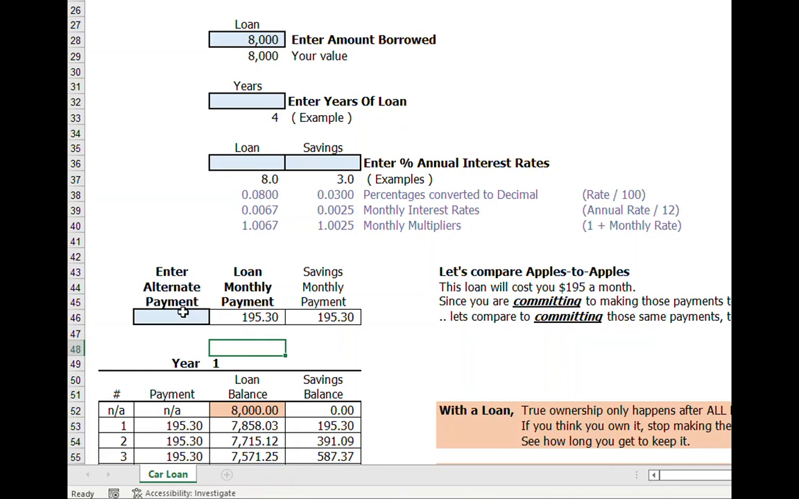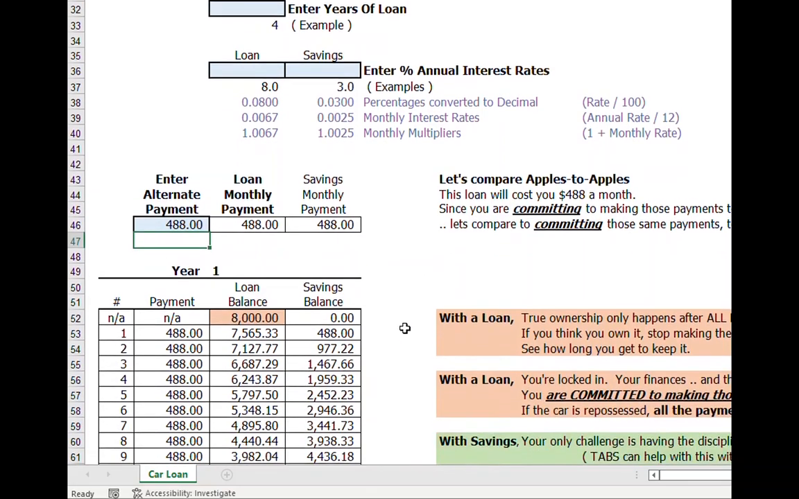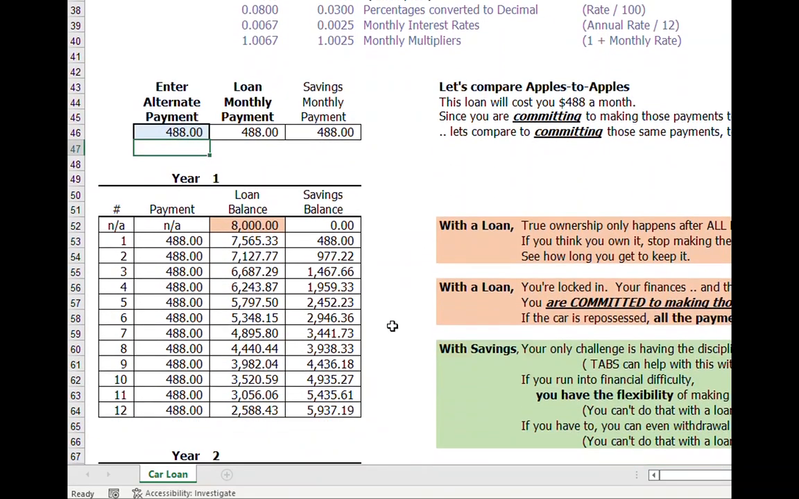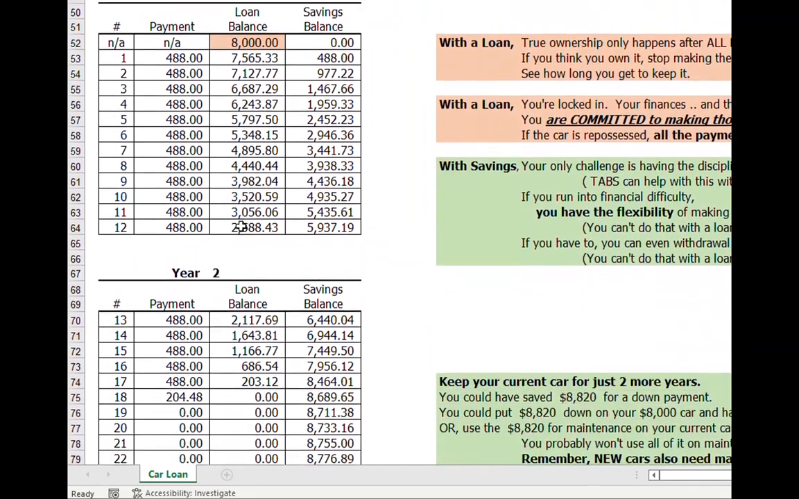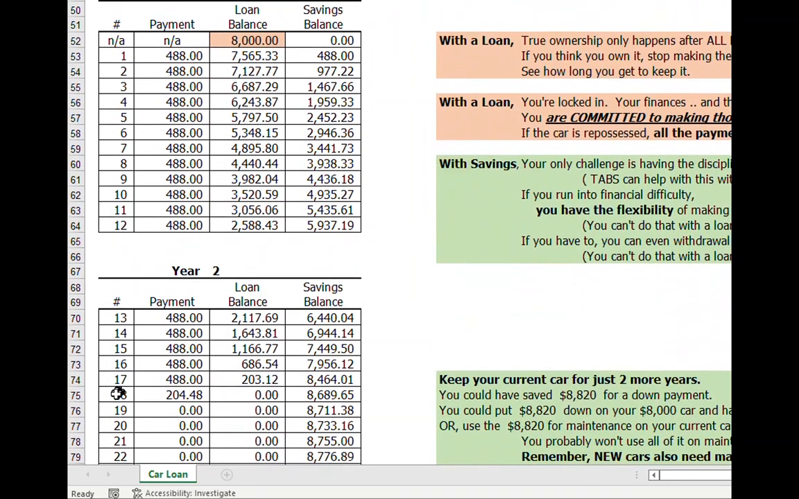If we enter the same $488 payment and scroll down, we see that the $8,000 loan can be totally paid off in about 18 months.